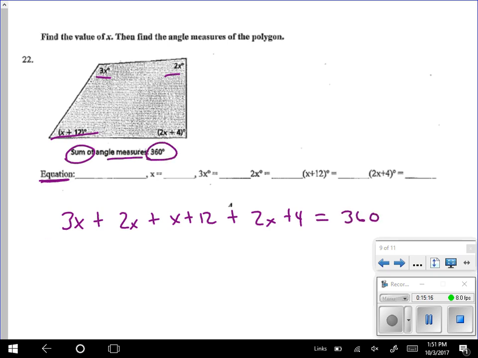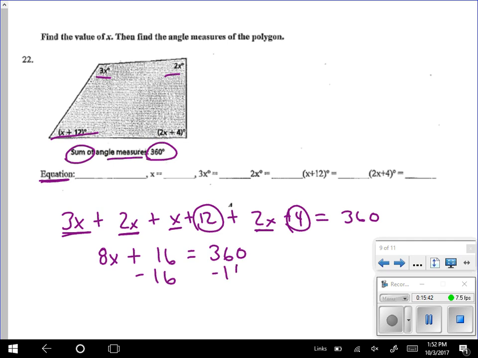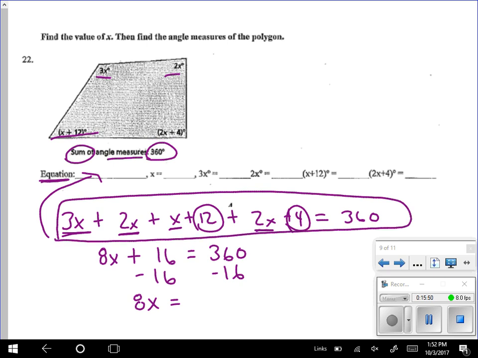So now I need to go through and combine like terms. Remember, like terms are ones that look similar. They have x's. 3x plus 2x is 5x, plus x is 6x, plus 2x is 8x. And then we have 12 plus 4, because those are constants, 16. Now I'm going to subtract 16 from both sides. Solve my equation like I normally would. The equation belongs right here. And then we'll start figuring out the other pieces.